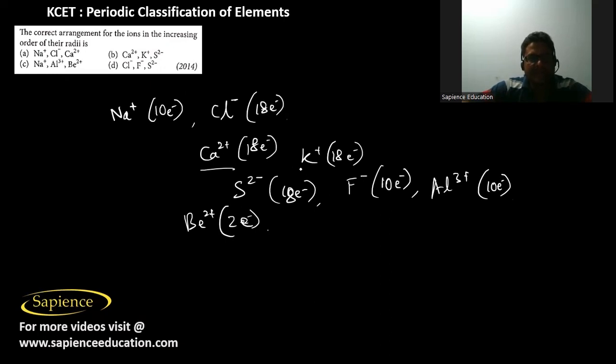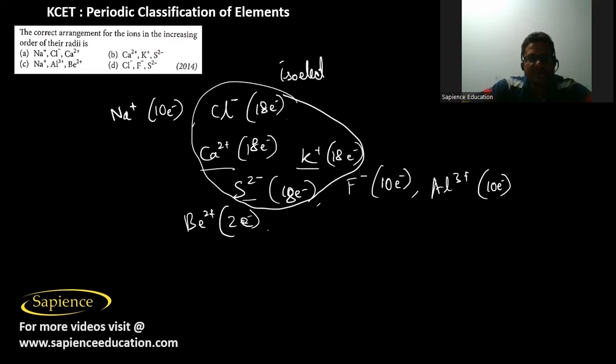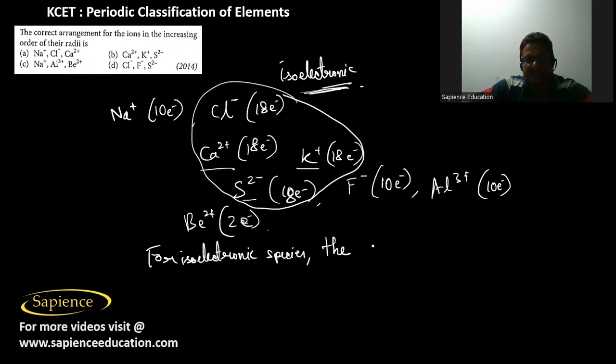So the correct arrangement of the ions in the increasing order of their radii: calcium, potassium, and sulfur all have 18 electrons, so they are isoelectronic. These four are isoelectronic species since they have the same number of electrons. And the rule is, for isoelectronic species, if the charge is higher, then the radius will be lower. The ionic radius will decrease if the nuclear charge, or the atomic number Z, increases.